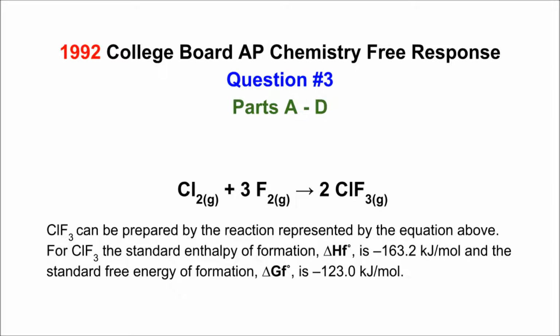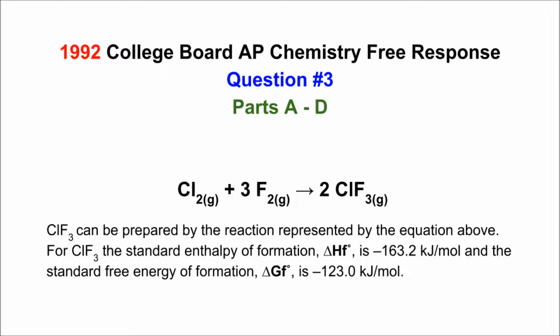Today I will be showing you how to solve a College Board AP Chemistry free response question. The question I will answer is question number 3 from 1992, parts A through D. The question starts with the equation Cl2 plus 3F2 produces 2ClF3 and states ClF3 can be prepared by the reaction represented by the equation above.